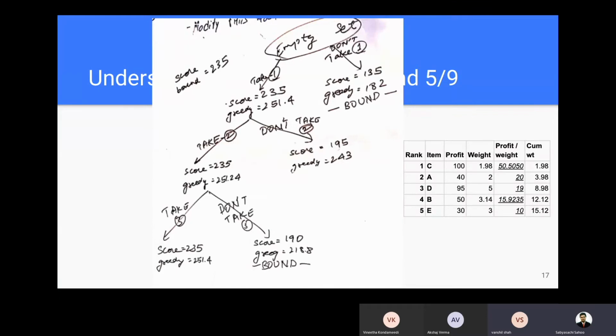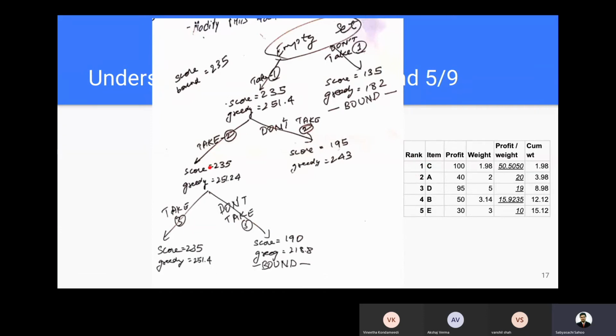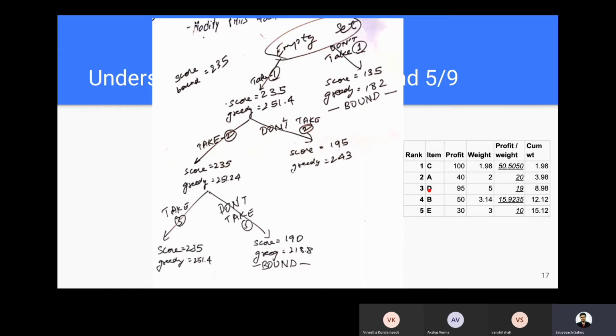Okay. So we further explore this, and by exploring this, we have taken so far 1 and 2 in the node. Let's say if we take 3, then the score is again 235, greedy is 251.4. If we don't take 3, then we have already taken 1 and 2, and we can probably take 4 also. 3.14 plus 2 plus 1.98. So you can take this.